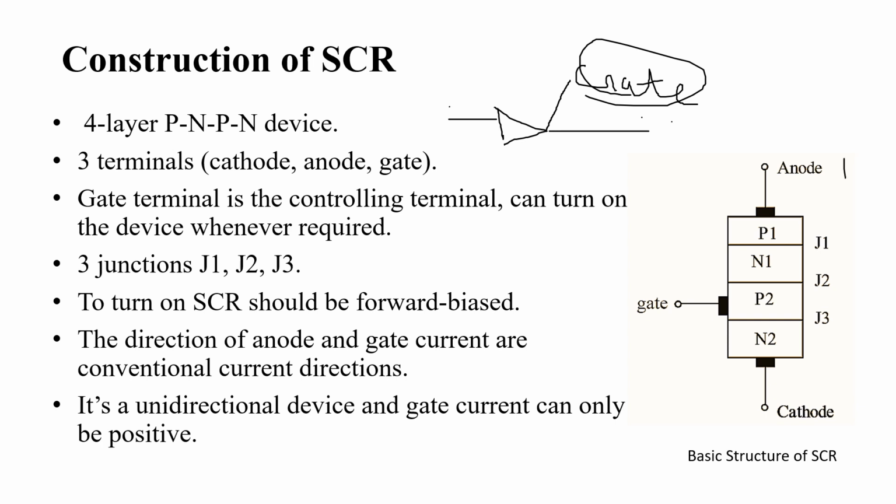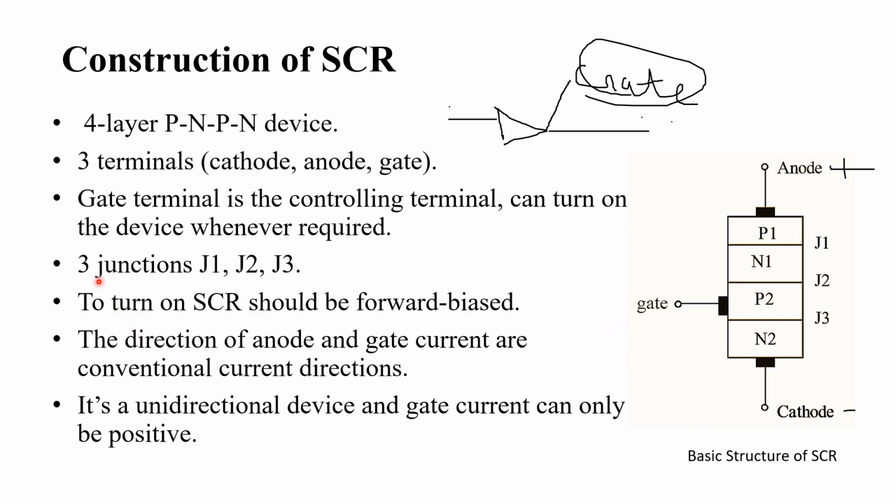So anode is positive and cathode is negative, so current flows from higher potential to lower potential. Here it is stated in our third point that the gate terminal is the controlling terminal that can turn on the device whenever required. So the gate terminal is the one which is responsible for turning on the device because it is the one which is controlling the flow of current.